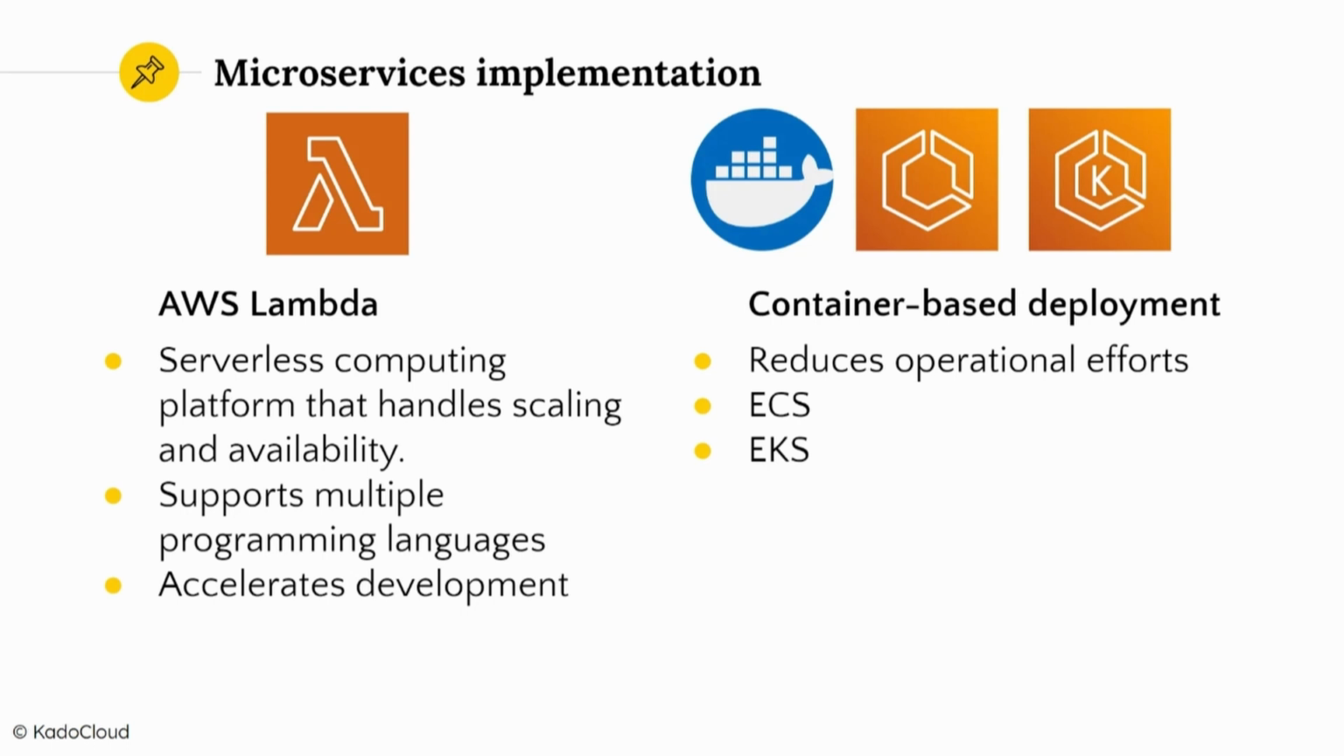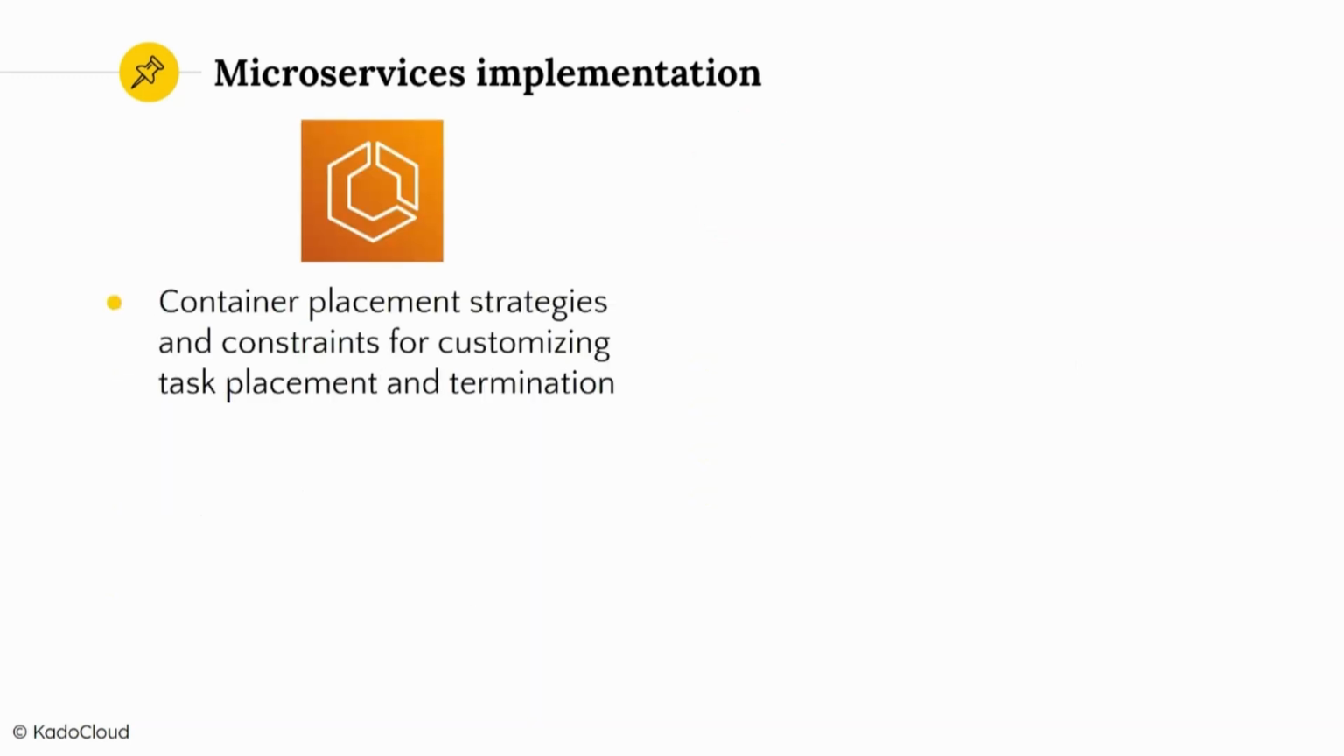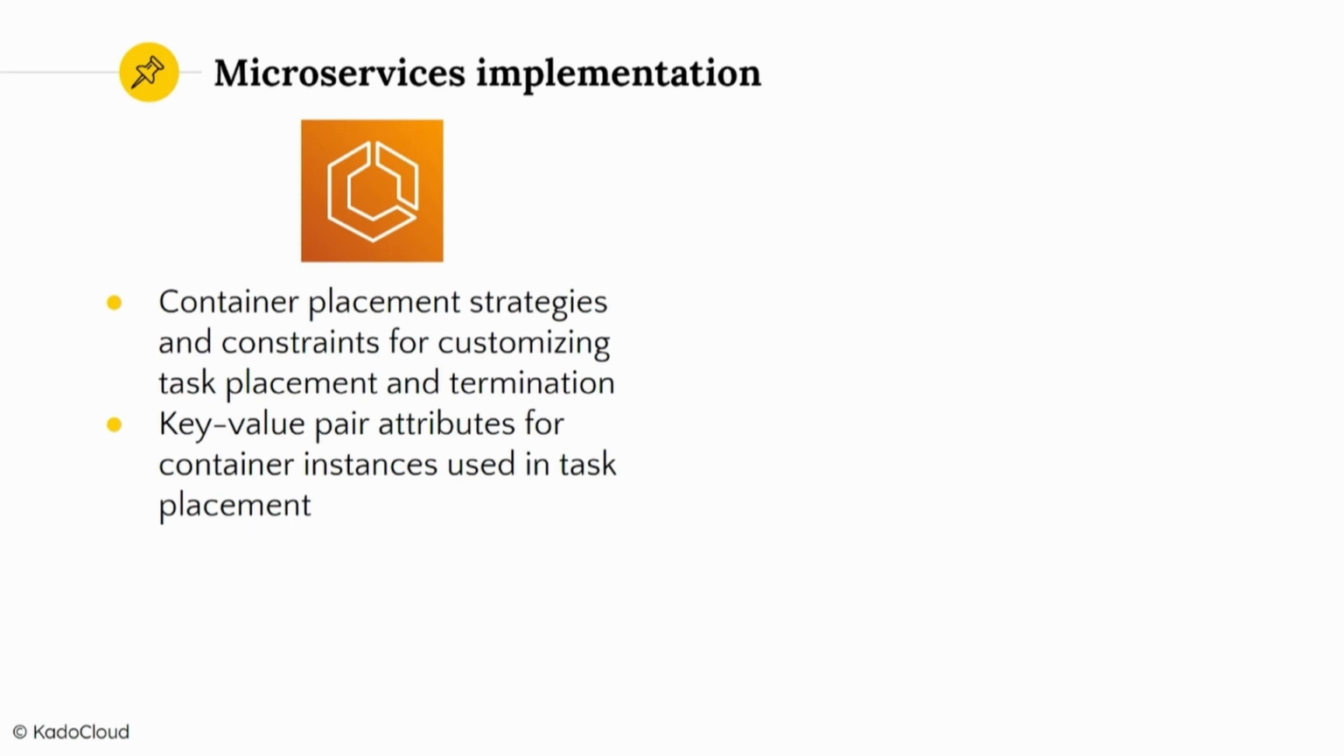Using API calls, you can easily launch and stop Docker-enabled applications, query the state of your cluster, and access familiar features such as security groups, load balancing, Amazon Elastic Block Store, Amazon EBS, volumes, and AWS Identity and Access Management (IAM) roles. Amazon ECS provides container placement strategies and constraints to enable customization of how tasks are placed and terminated. A task placement constraint is a rule that is taken into consideration during task placement.